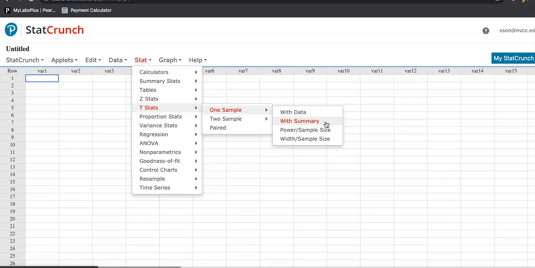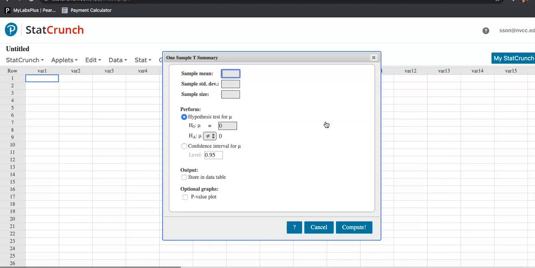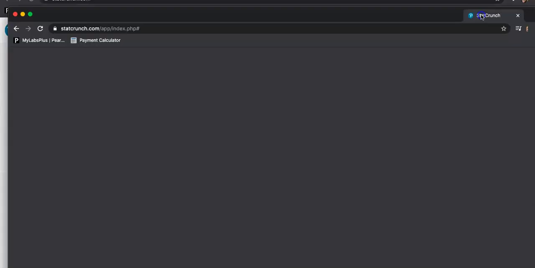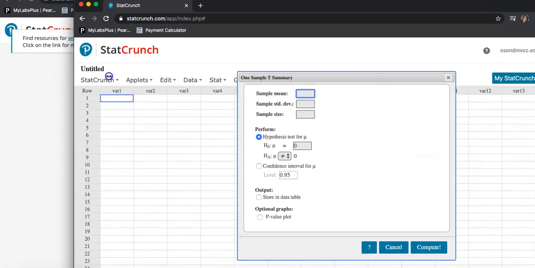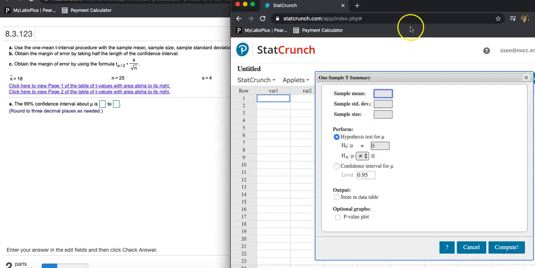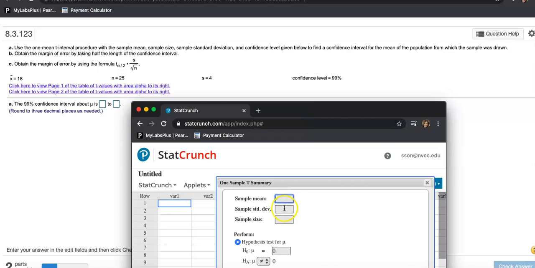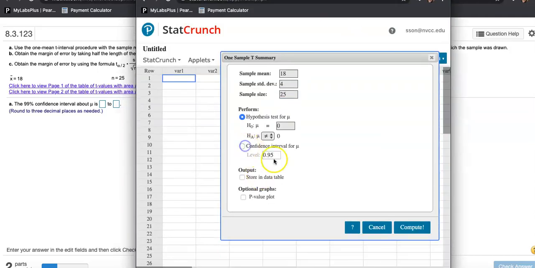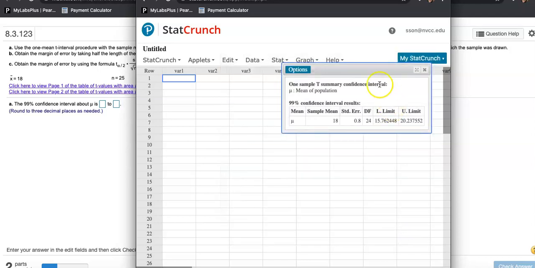Stat, T Stat, one sample with summary. And let me see what the inputs were. So let me try to get this tab out so that I can open the question that I was working on. All right, so I'm working with the sample mean of 18, standard deviation of 4, the sample standard deviation, the little s, and the sample size of 25. And they want the confidence level to be 99%. So click on the confidence interval and change that to 99% and compute. There we go, we have it.